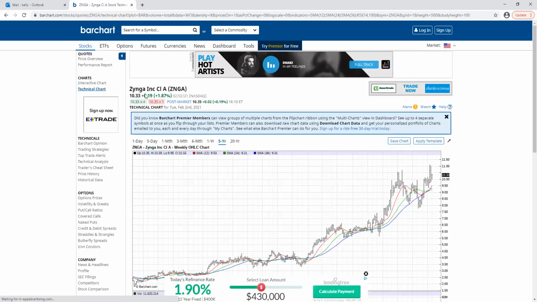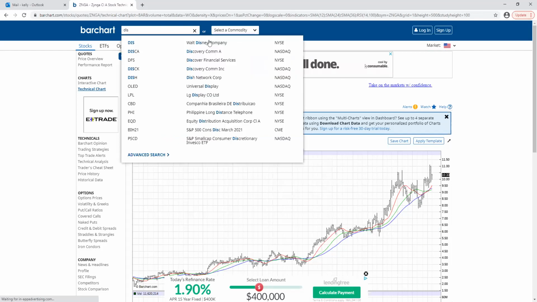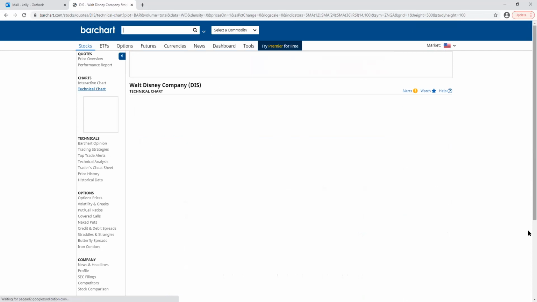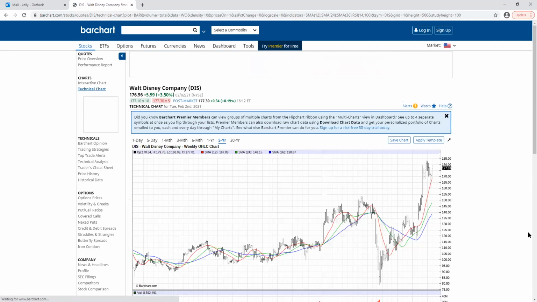Okay. What else do we have down here? Disney. Well, they're going to open up those parks, and you would think that's going to be very helpful to their revenues. And they've done very well without it. But it had a big run. And again, Disney Plus has been a big winner for them.